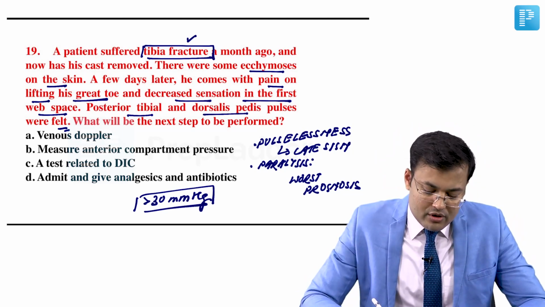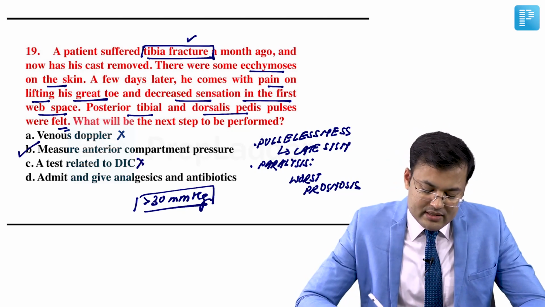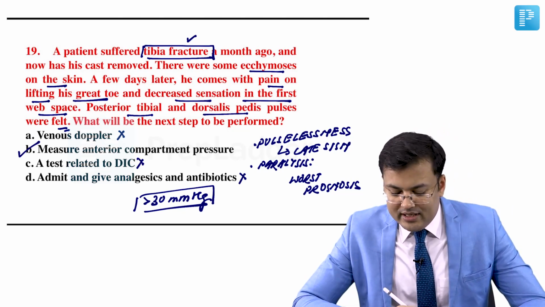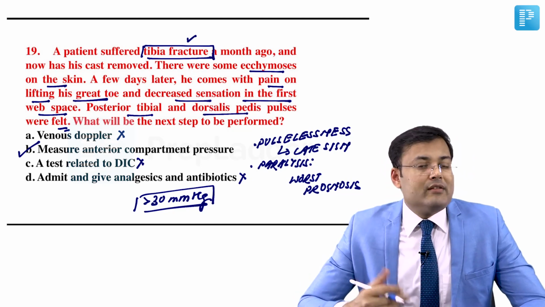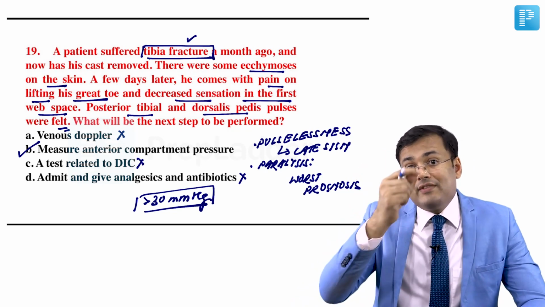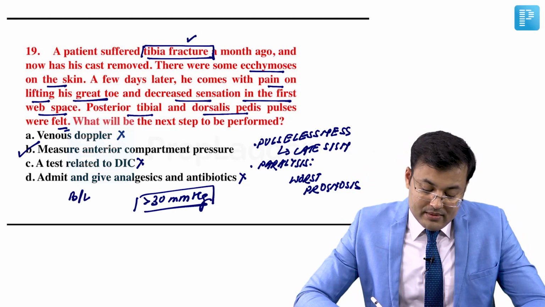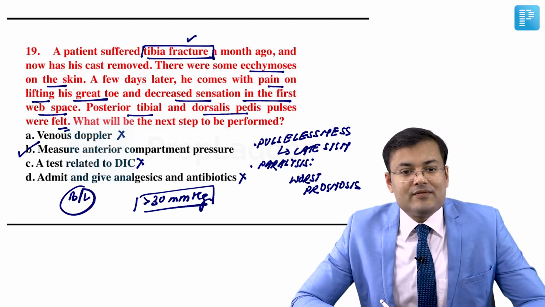So how do you do it? Not by Doppler. Measure anterior compartment pressure, test related to DIC, admit and give analgesic and antibiotics? No, whenever the diagnosis of compartment syndrome is established, we have to perform fasciotomy. Longitudinal fasciotomy is done bilaterally. So the correct answer for this question is B.